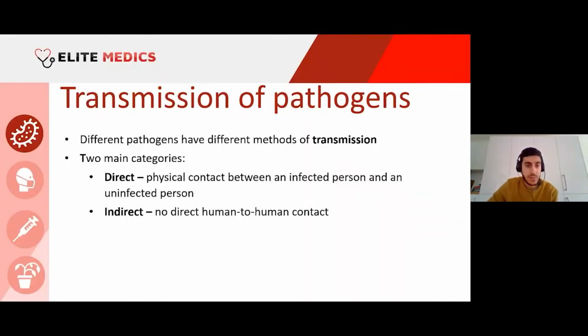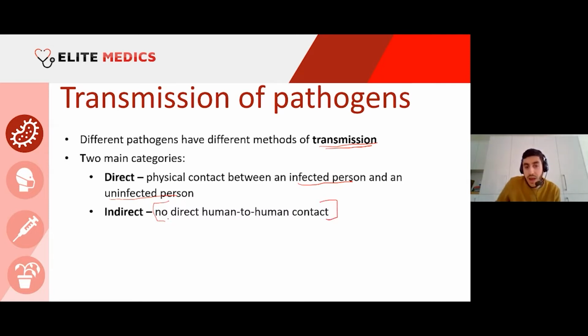Good job. So, transmission of pathogens. Different pathogens obviously have different methods of transmission, and that's what we're going to talk about. We went through the fact that disease can be communicable or non-communicable, infectious versus non-infectious. There are two main categories of the way we can transmit a pathogen. Direct, which is physical contact between an infected person and an uninfected person, or indirect, so no direct human-to-human contact.